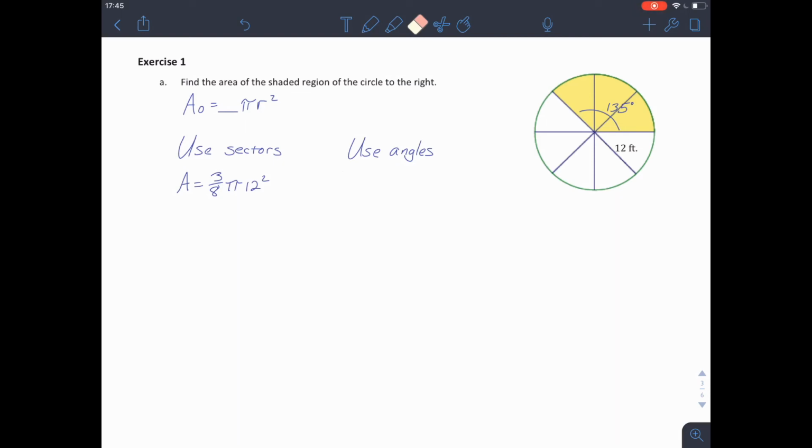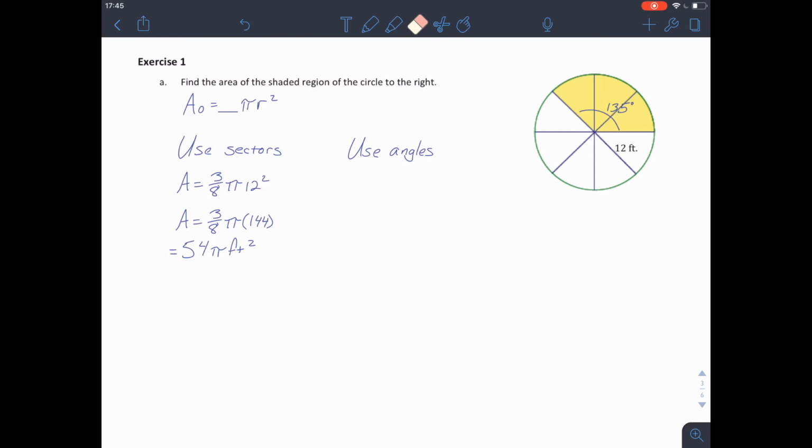And then we just follow PEMDAS to solve. 12 squared is 144, and then 144 times 3/8 gets us 54. So our area of the shaded part of the circle is 54 pi square feet. We can just leave it in terms of pi because we weren't asked to do it otherwise, and we're not going to be combining it with anything that isn't in terms of pi.